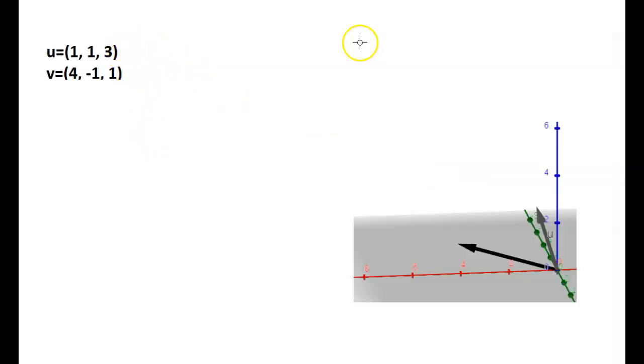Cross product to find the area of a parallelogram and the angle between the vectors. So we're going to use these two vectors u and v as the adjacent sides of a parallelogram. So let's draw that out here. I use GeoGebra to graph these vectors.